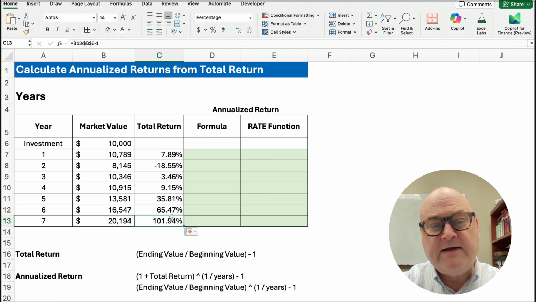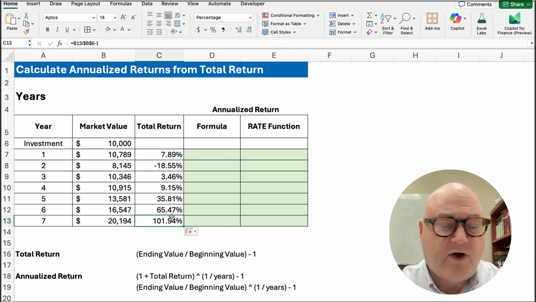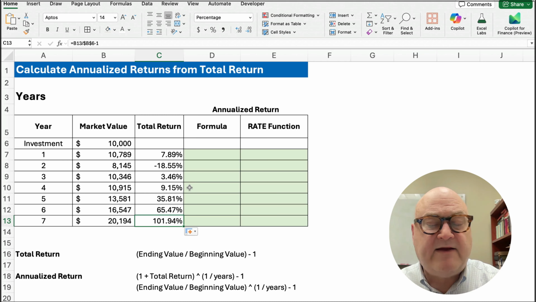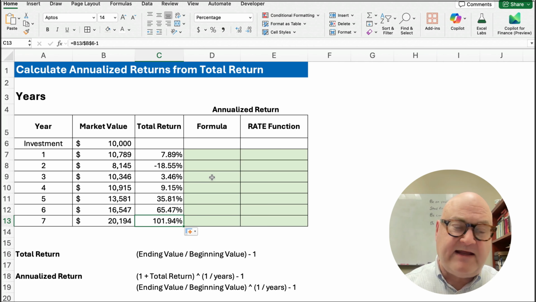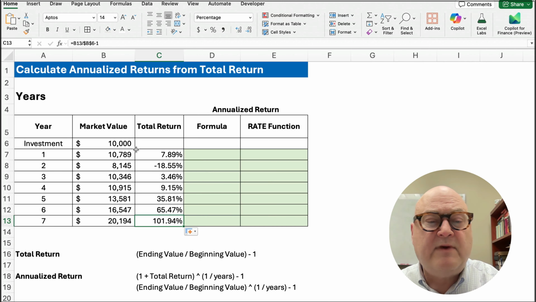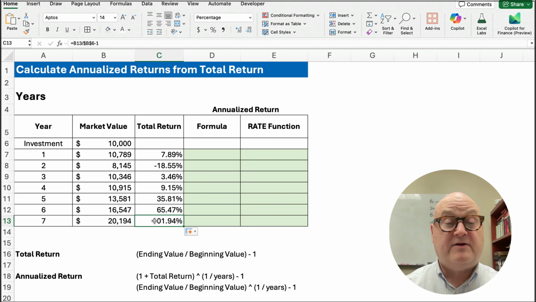And so let's say your brokerage statement says your total holding period return is 100.94%. You think, oh man, that's fantastic, I made 100% this year. Well, you didn't make it this year. You made it over the course of 7 years, right? You invested at the beginning, I guess, of year one, or end of year zero, same thing. And then it grew. So it grew to 20,000 over a period of time.